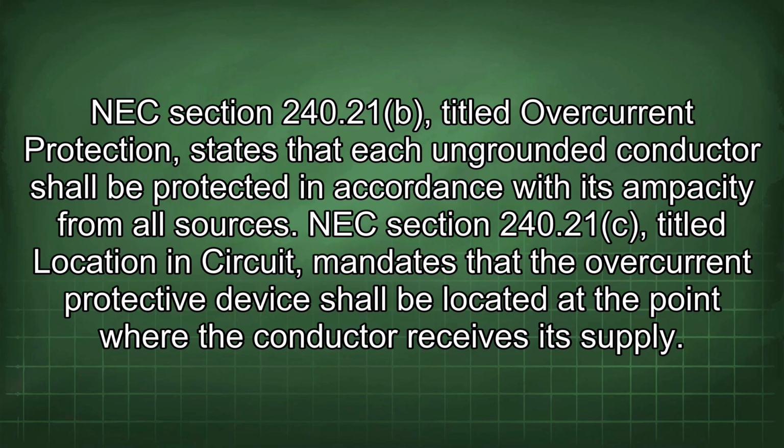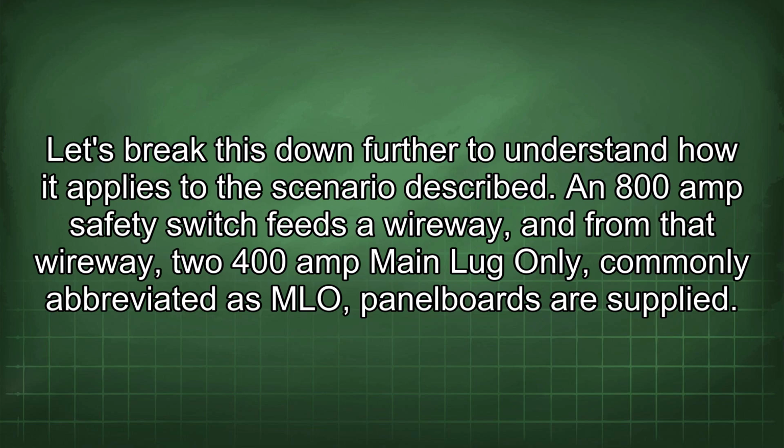NEC Section 240.21(B), titled Overcurrent Protection, states that each ungrounded conductor shall be protected in accordance with its ampacity from all sources. NEC Section 240.21(C), titled Location in Circuit, mandates that the overcurrent protective device shall be located at the point where the conductor receives its supply. Let's break this down further to understand how it applies to the scenario described.